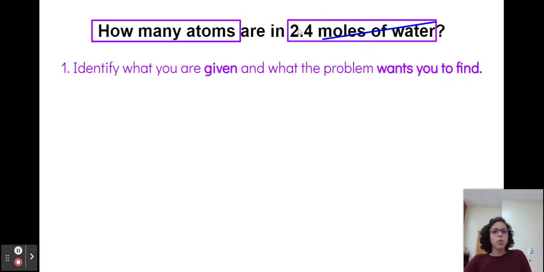So in this case, we are given 2.4 moles of water, and we want to go to the units of atoms. How many atoms? So I drew this little slash through moles of water to remind myself I'm trying to get rid of the units moles of water.